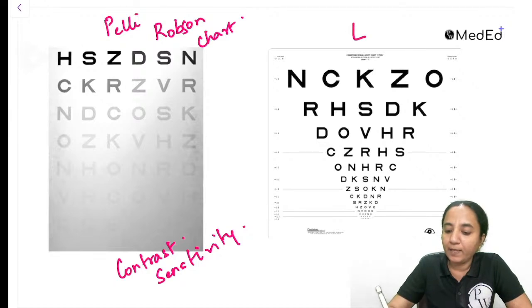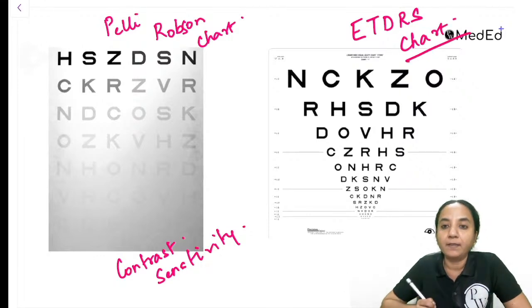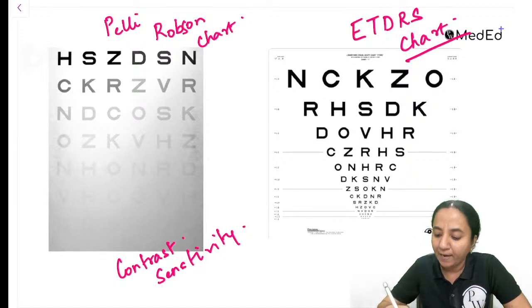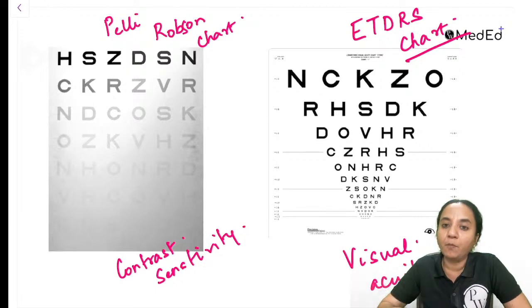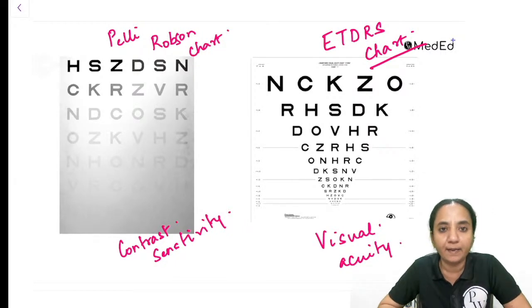And what is this one? This is your ETDRS chart. What is the full form of ETDRS? It is Early Treatment Diabetic Retinopathy Study chart, because it was used in this study. That's why the name still remains Early Treatment Diabetic Retinopathy Study chart. And this is essentially a visual acuity chart. You all know about the Snellen's chart, which is the most commonly used visual acuity chart. This is another one.